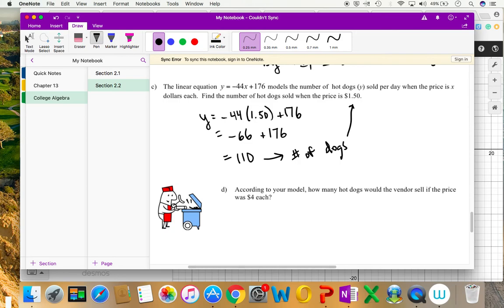Last part. According to my model, how many dogs would the vendor sell if the price was $4 each? Probably not many, but let's take a look. So negative 44 times 4 plus 176. So negative 40 by 4 would give me negative 160. 4 by 4 would give me negative 16. So this would be negative 176 plus 176. What do you know? At $4, I'm not selling anything. My final answer would be 0.